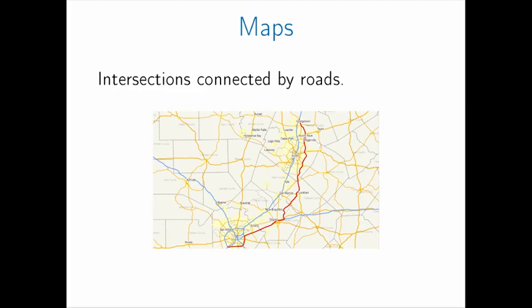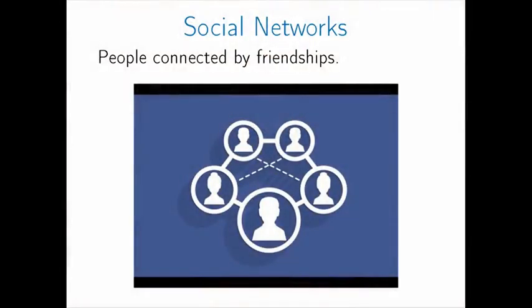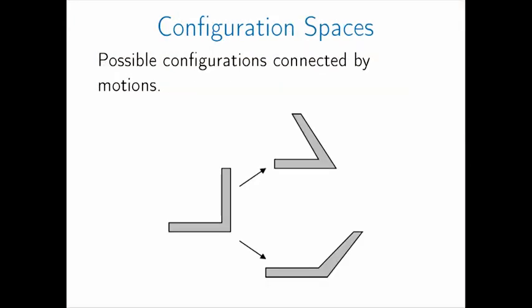Another example is maps. You can think of maps as a graph, where you have intersections that are connected by roads. And this is a view that would be very useful if you, say, wanted to plot a course between two locations. You need to find some connection, some path along this map that gets you from one place to the other. Social networks can also be interpreted as graphs. You have people connected by friendships or following relationships or whatever, and this provides you another example of a graph structure.